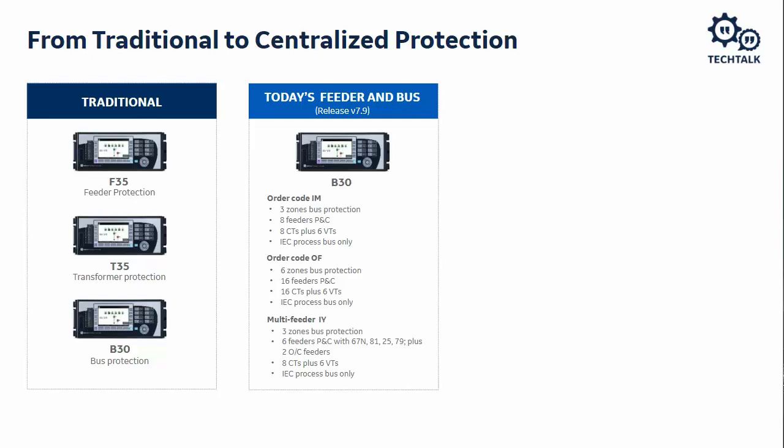The order code OF gives you 6 zones, but 16 feeders. So I can do 16 feeders protection and control. Process bus only again, and I can do 16 VTs, I can do 16 CTs and 6 VTs. The real centralized protection variant is the multi-feeder IY.